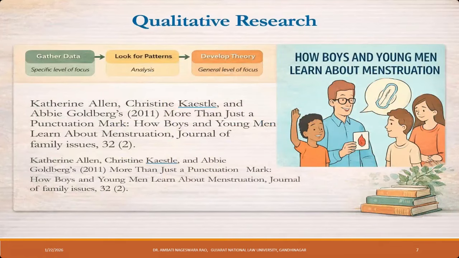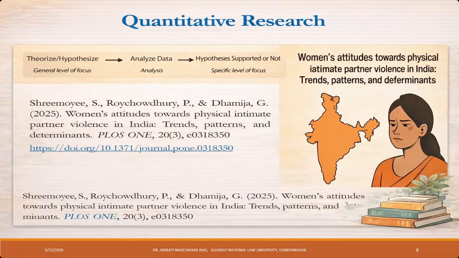We discussed qualitative research right now. What about quantitative research? This particular study was published recently, in 2025, I think in the month of June. The title of the study is Women's Attitude Towards Physical Intimate Partner Violence in India: Trends, Patterns, and Determinants.